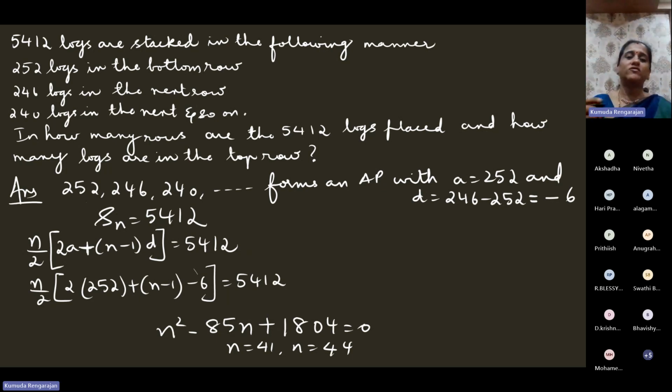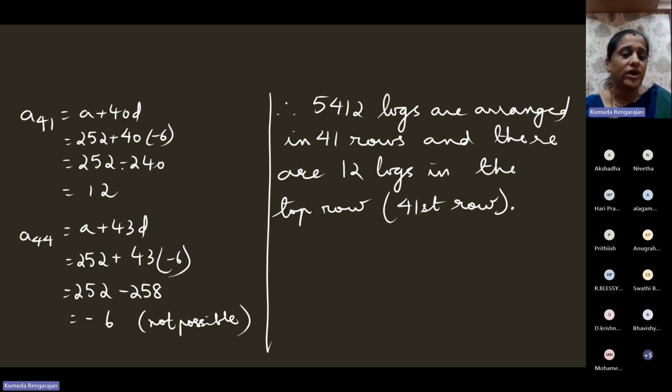A41 is the 41st term. But what is the 41st term? The number of logs in the 41st row. And what is A44? The number of logs arranged in the 44th row. So let's find A41 and A44. A41 is 12. A44 is minus 6. That is, the number of logs arranged in the 44th row is minus 6.